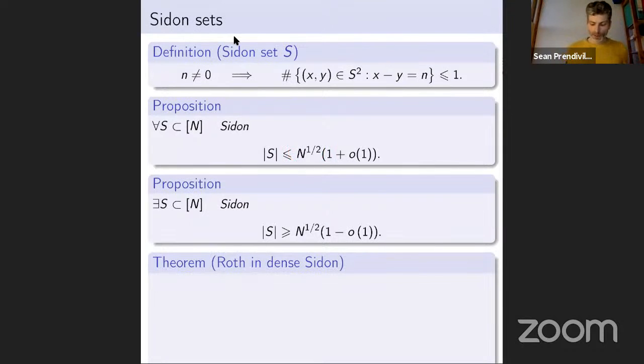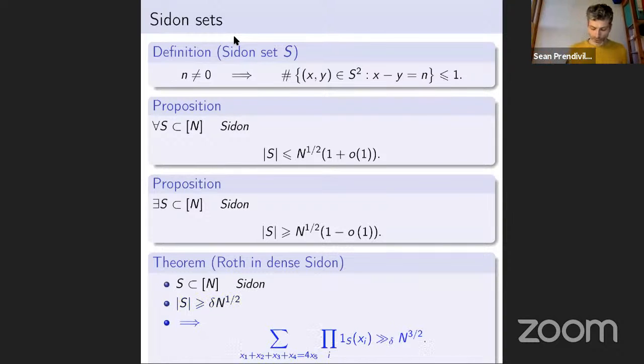So rather than focusing on these bounds here, what I want to do is prove a combinatorial theorem within Sidon sets. So I take a Sidon set, and I assume it's a positive proportion of the maximum possible size it can be. So it's a delta proportion of the maximum size it can take. And my conclusion is that the number of solutions to this translation invariant equation in 5 variables, with variables constrained to my dense Sidon set, is n to the 3/2 with some implicit constant depending on the density. And just to say, this order of magnitude here is that given by the naive heuristic.